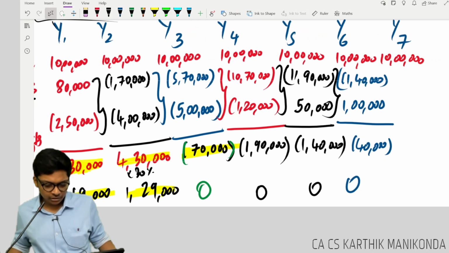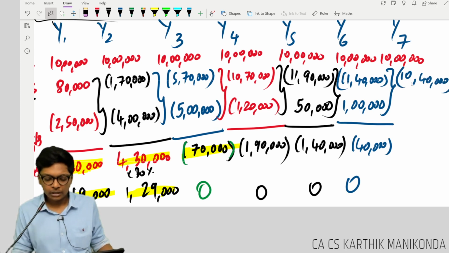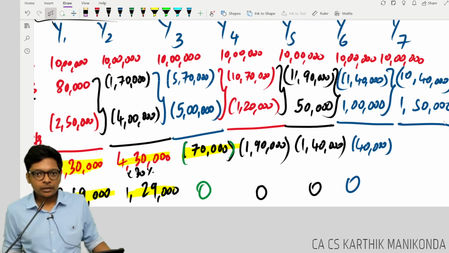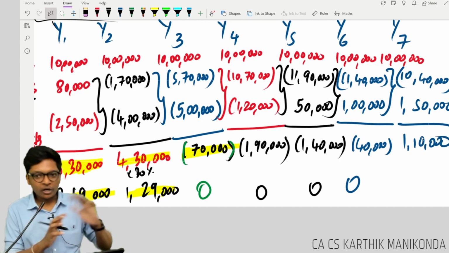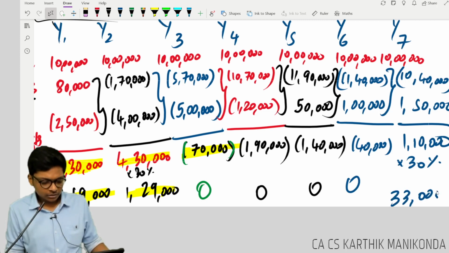Next, I am going this side. Year 7, overall is 10,40,000 loss cumulatively. What is the current year profit of year 7? 1,50,000. Super. So now collectively, profit of 1 lakh, overall profit of, so now minority will again come back at 30%. How much? 33,000. Are you following, guys?